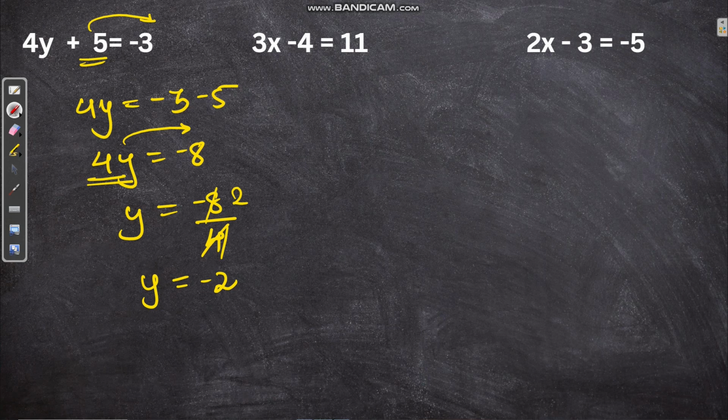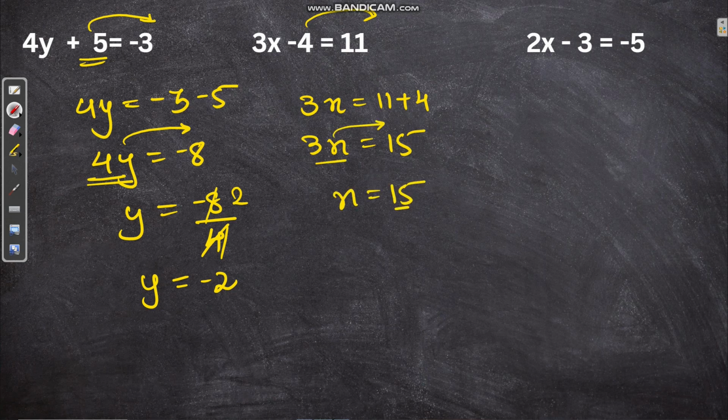Let's solve the next question. 3x minus 4 is equal to 11. Take minus 4 to the other side. So 3x is equal to 11 plus 4. 3x is equal to 15, which is multiplication. When 3 goes to that side, it becomes division. So x is equal to 15 divided by 3. So x is equal to 5. 3 ones are 3, 3 fives are 15.